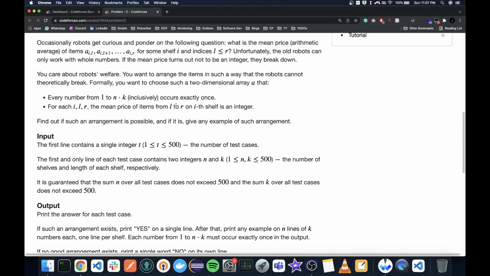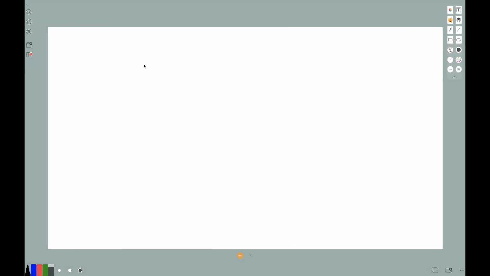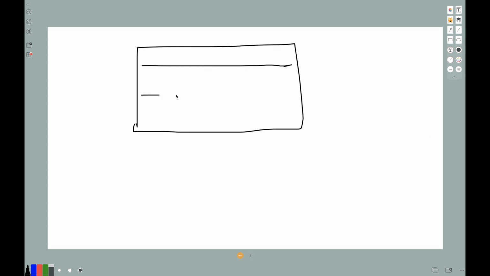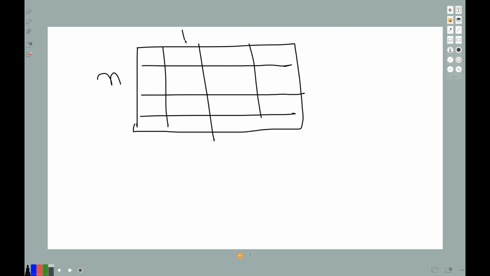Okay, so in this we have to construct a matrix of dimensions, what are the dimensions, wait a second, n by k, and we have to put numbers from 1 to n times k in each of these cells. Every number must come there, so it can be like 1, 3, 2, 4, 5, 6, 7, 8, and so on. And the constraint is that for every row, every subarray has to have an integer mean.